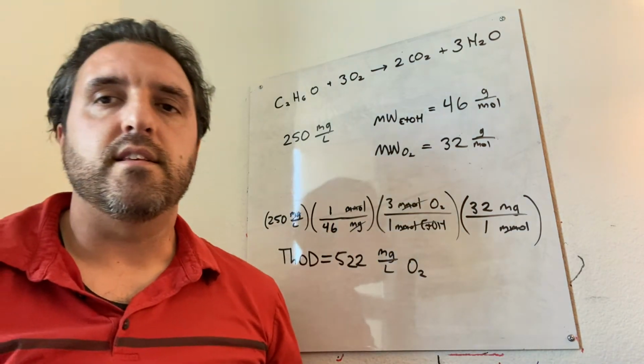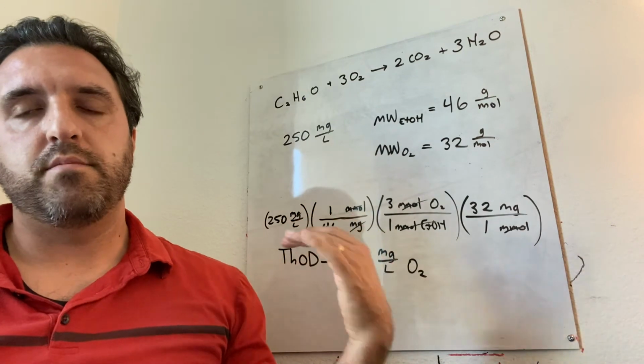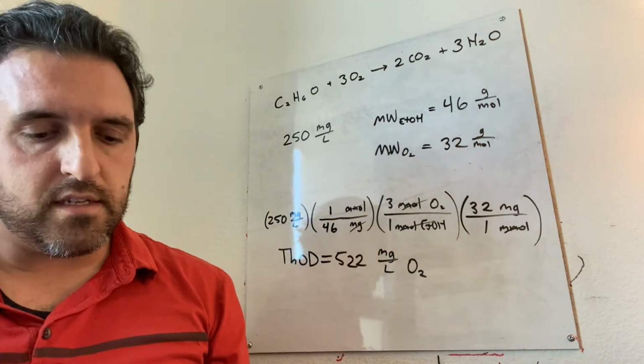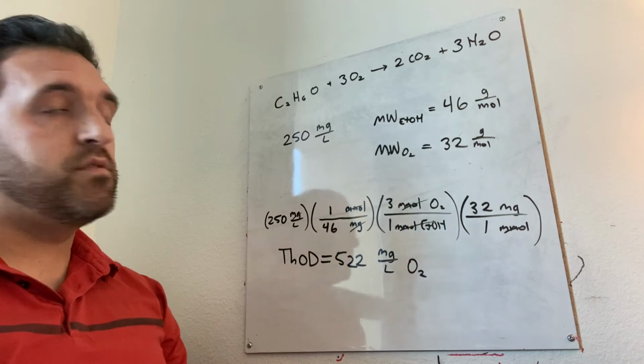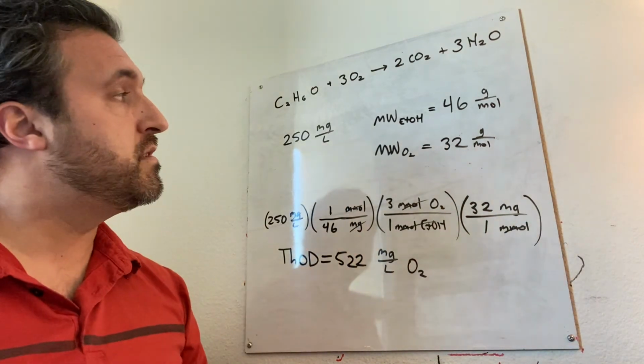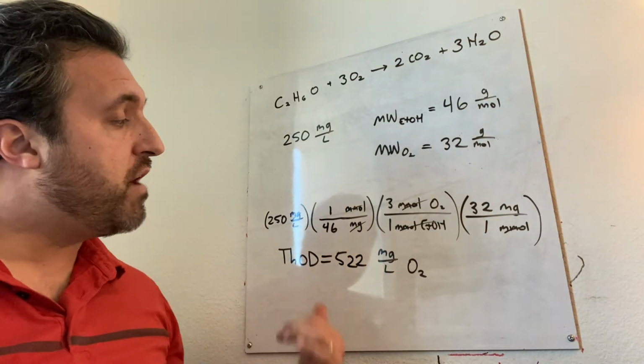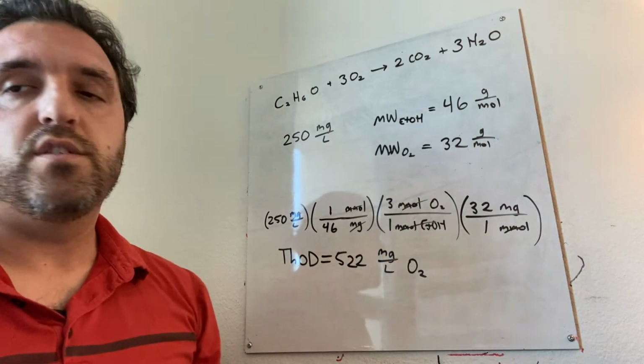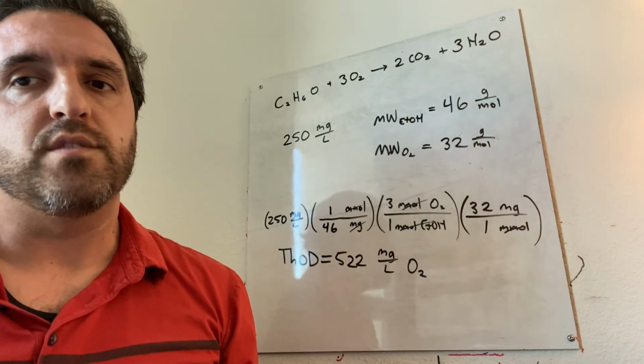So if we were to take the COD, using a laboratory experiment, calculate the COD of this wastewater sample, 250 milligrams per liter of ethanol, we should get approximately 522 milligrams per liter COD as well.